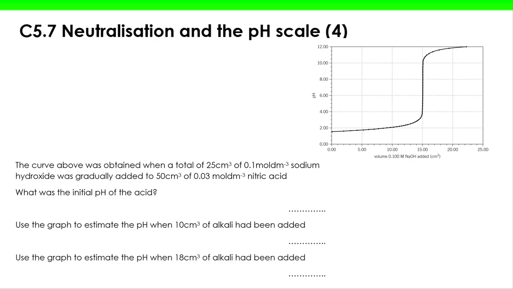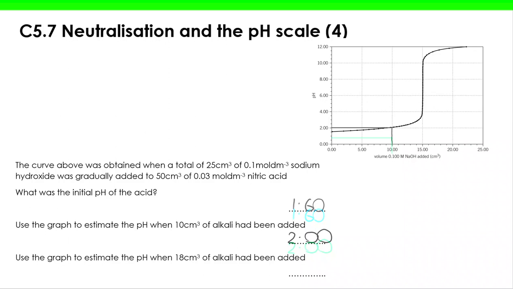So the initial pH of the acid is 1.6. We can see that from the reading that we have here. Use the graph to estimate the pH when 10 cm cubed of alkali has been added. Well, I'm going to draw my line up and across. It's gone to a pH of 2. I've added quite a lot of alkali there and the pH has barely changed. You get a very slow change, rapid movement around the point of neutralisation, and then the rate of pH change slows again. And that will always be the case.